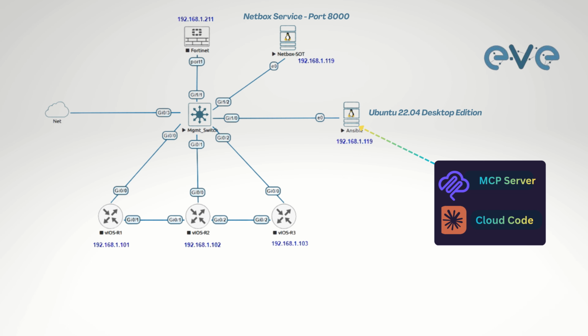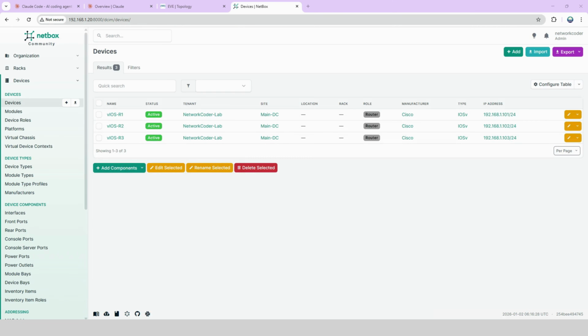Inside NetBox, I have 3 IOSv routers documented. And these were auto discovered in our previous video. Each device has management IPs, loopback addresses, all that good stuff. And here is the cool part. We don't even need the actual routers running for this demo. The MCP server just queries NetBox. It's read-only access to your documentation.